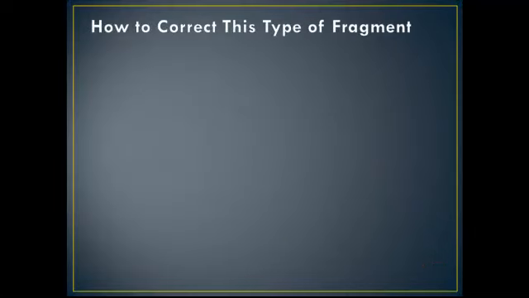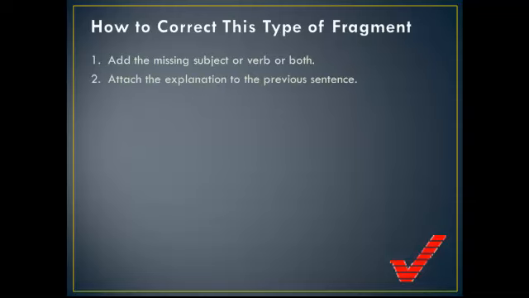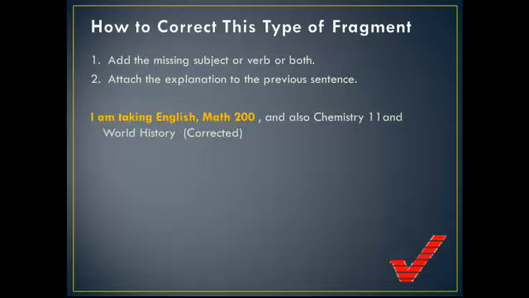How to correct this type of fragment. 1. Add the missing subject or verb or both. 2. Attach the explanation to the previous sentence. I am taking English, Math 200, and also Chemistry 11 and World History. Corrected.